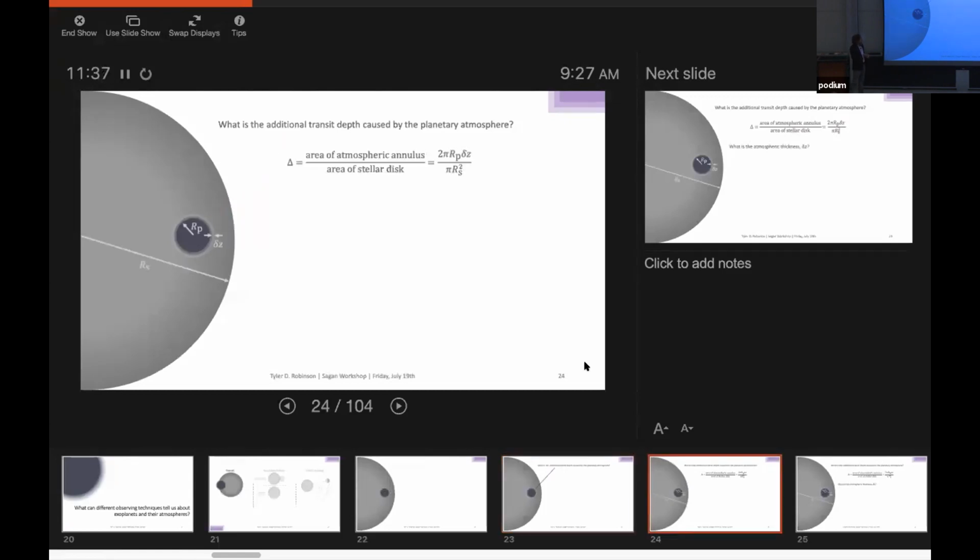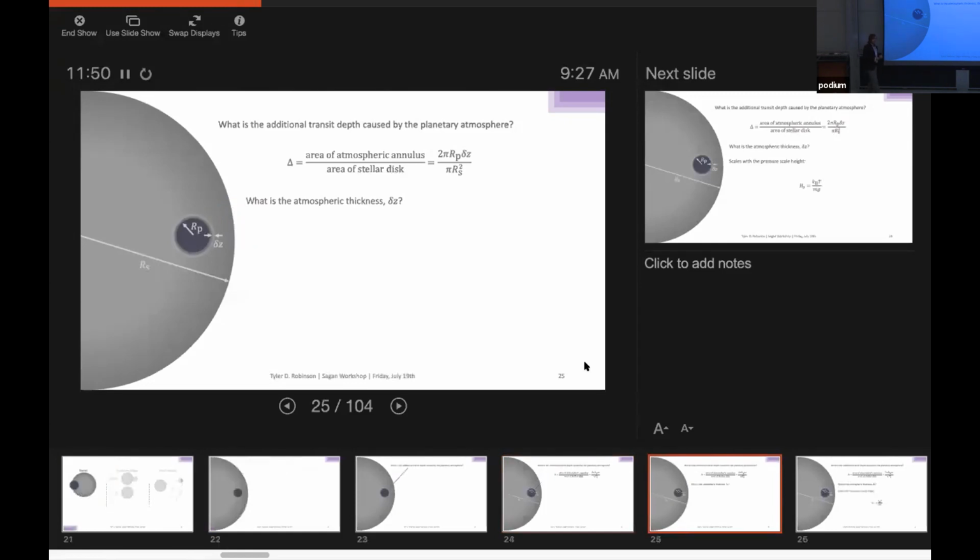And ask, well, what should we use for the thickness of the atmosphere? Think about that for one second. Some physical quantity that you might use for the thickness of the atmosphere. And so here I'm going to propose that a good thing to use is the atmospheric pressure scale height.